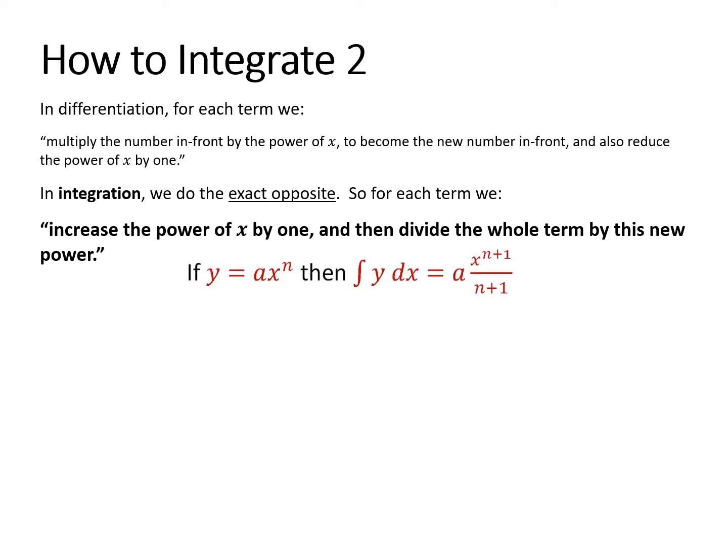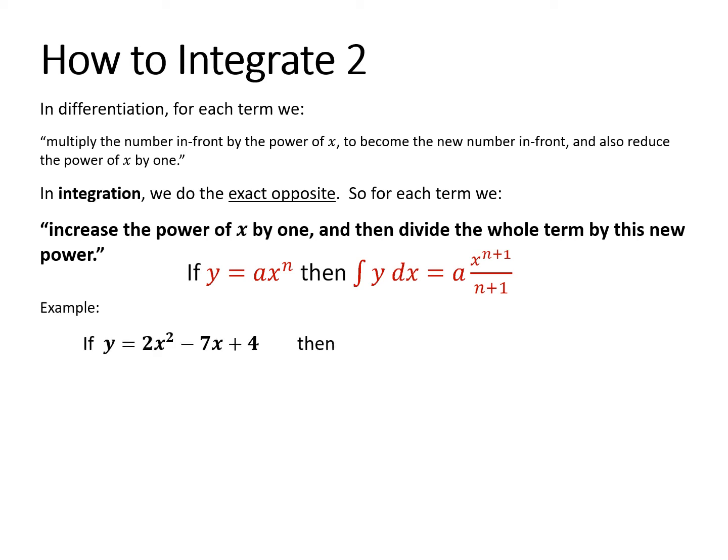So let's just have a look at the rule written out in algebra. If y equals ax to the n, then we're going to increase the power of x, so it becomes ax to the n plus 1, and then we're going to divide the whole thing by n plus 1.